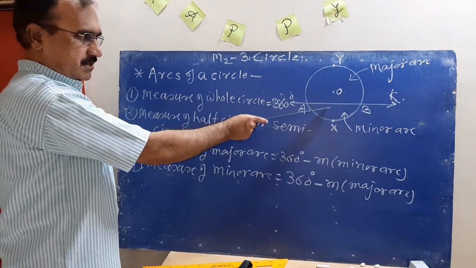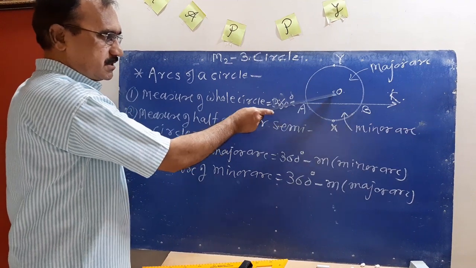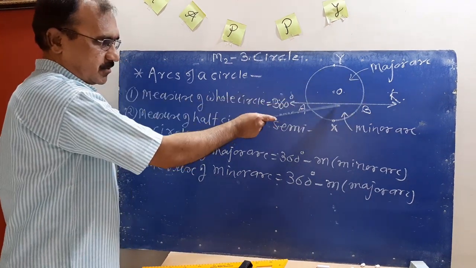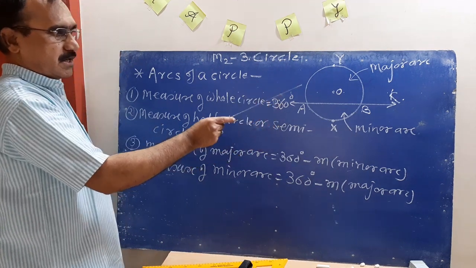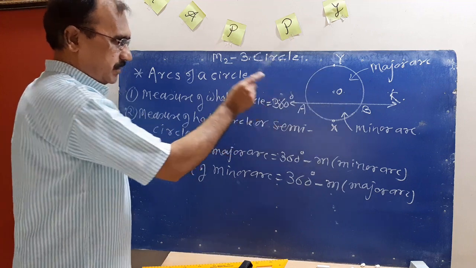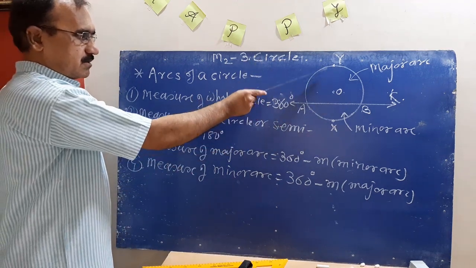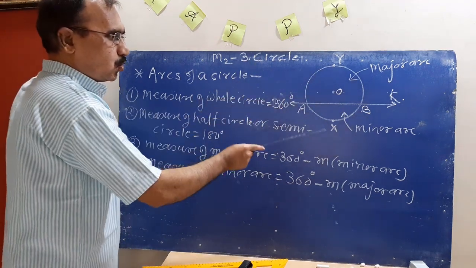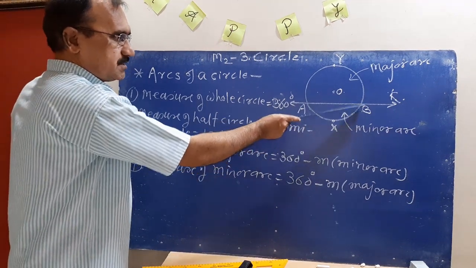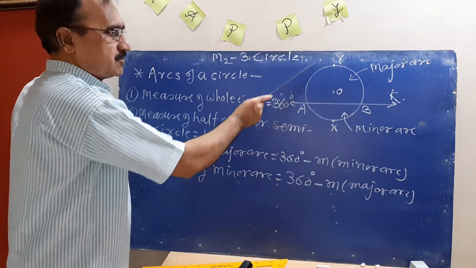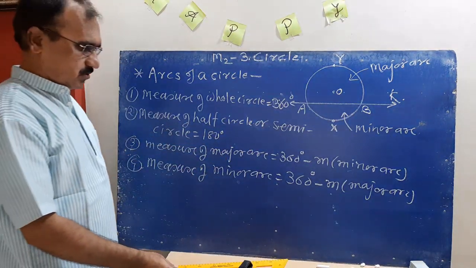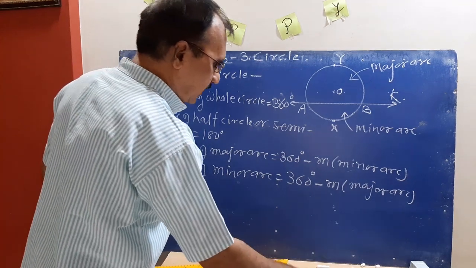If the line is passing through this way, this is the center side arc and this is the other side arc. This arc is called the major arc and the remaining arc is called the minor arc. The names of the arcs are arc AXB and arc AYB. The measure of this arc is equal to the whole circle minus the measure of the other arc. These are the simple formulae you write down and keep in your mind.